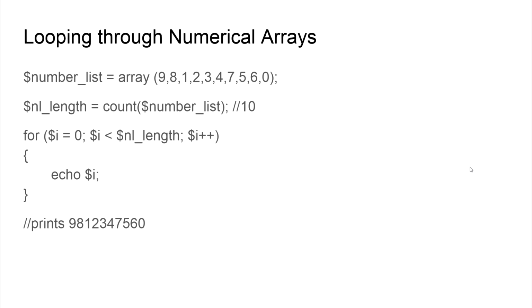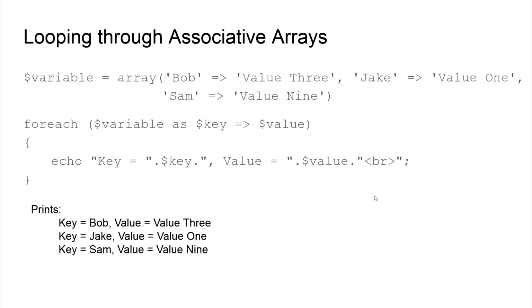To loop through a numerical array is pretty simple. We just do a simple for loop using the length of the array and run through it. Looping through an associative array is a little bit trickier, and we want to use the foreach command. Foreach with the array name as key and value, and feel free to name these whatever the heck you need to, and print it out like that. And that is PHP arrays.